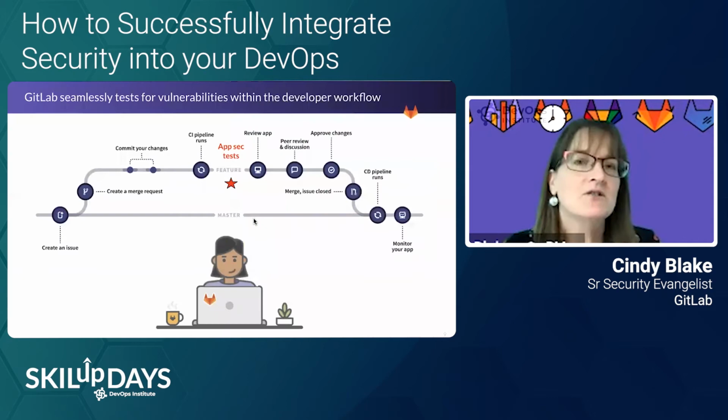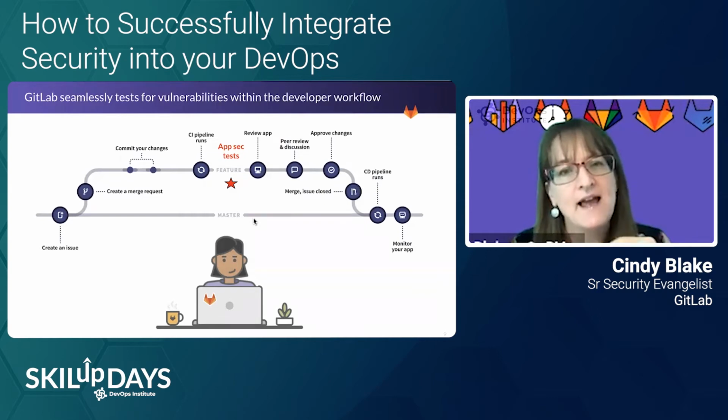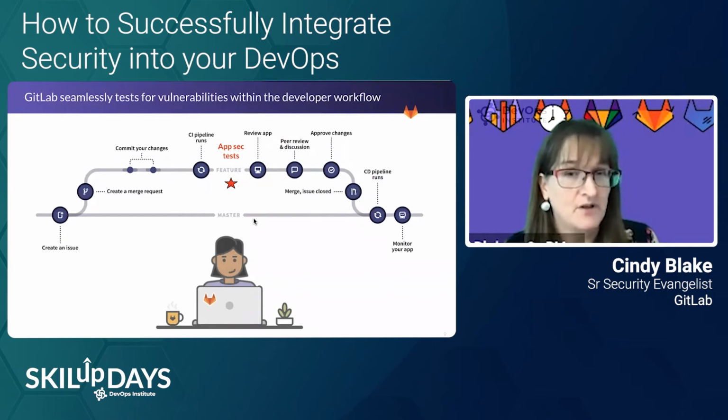Now, the key to doing this is baking security and application security scanning into your CI pipeline and doing it on your feature branch. And let me explain why that's key and critical. As a developer, I check out code, I make changes to it on my feature branch. So I'm not changing what everybody else is working on. I've made a copy and I'm working on it here in my own little sandbox and making the changes.